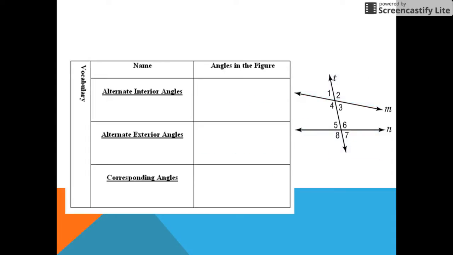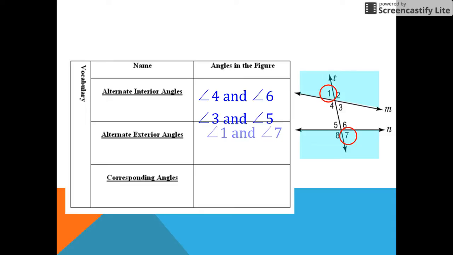Then with these three more, you have alternate interior angles as the first one. So these are in the interior. Alternate means that they're on opposite sides of the transversal. So this is angles 4 and 6, or 3 and 5. Alternate exterior, now they're on the exterior, not between the two lines, and they're on opposite sides of the transversal. So this is pairs like 1 and 7, as well as 2 and 8.